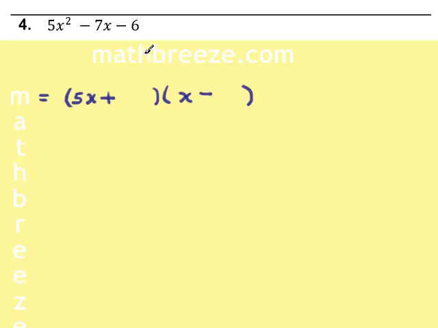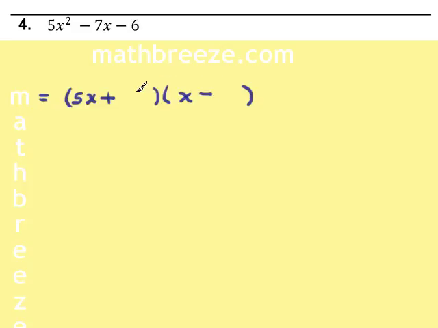We could try 2 times 3 or 6 times 1, and keep in mind that this is what we want in the middle, minus 7. Let's say we went with 6 times 1. If I put a 6 here, we'd be up to 30. That's much too big. I wouldn't do that.